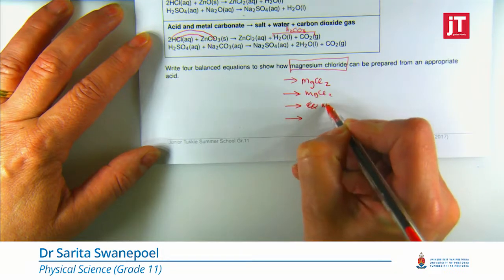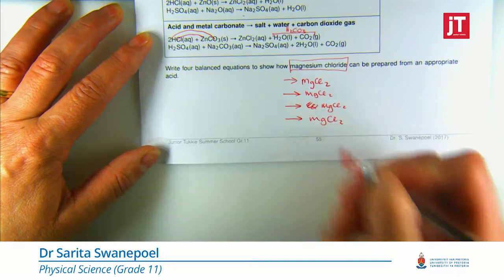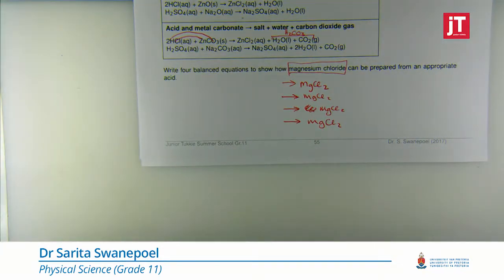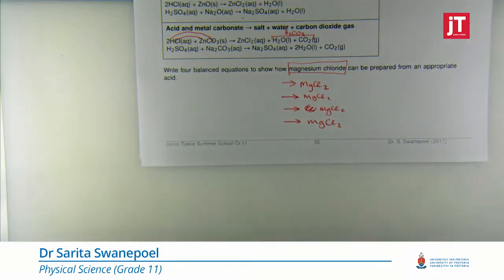Sorry, magnesium chloride. 4 reactions that will end up giving you magnesium chloride. And that is from the appropriate acid. Now, if I want to make a chloride salt, what would be the appropriate acid?